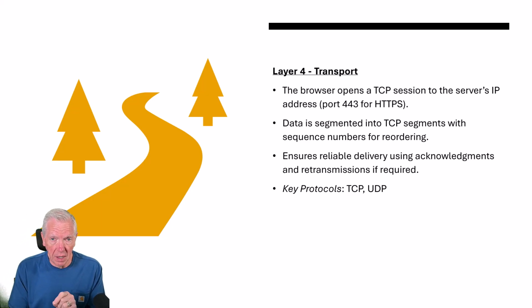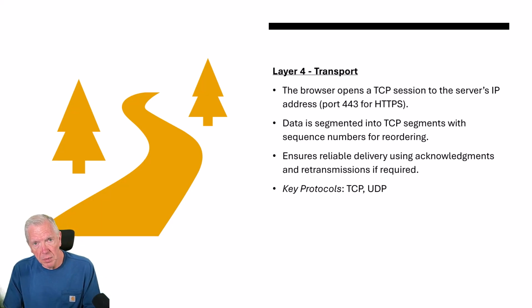So the idea here is that we number all of these TCP segments in the order that they should occur, and then when they get to the other side, they're reassembled in that order for reordering. So this is the key component there. This ensures reliable delivery using acknowledgments and retransmits if needed. They're called an ACK and a NAK.